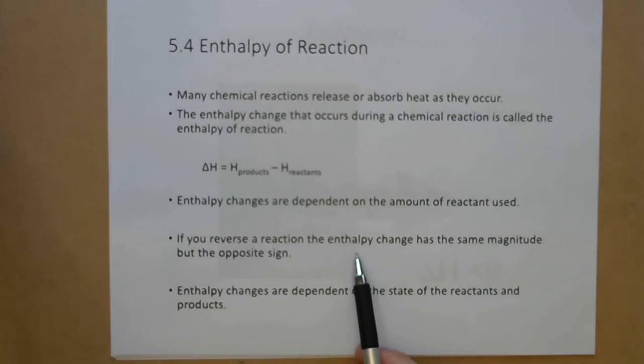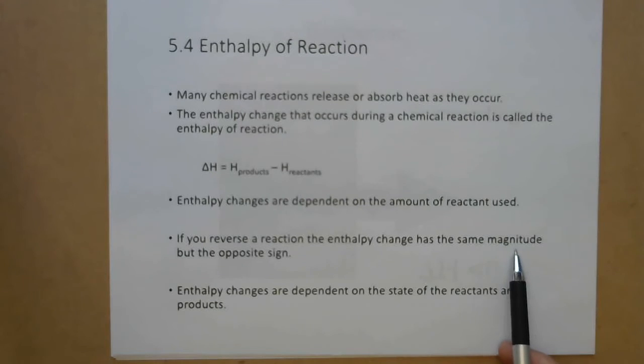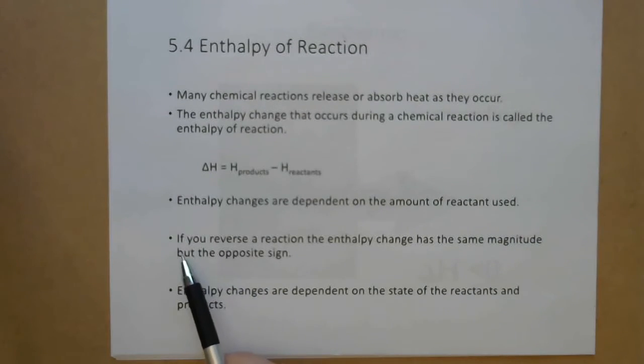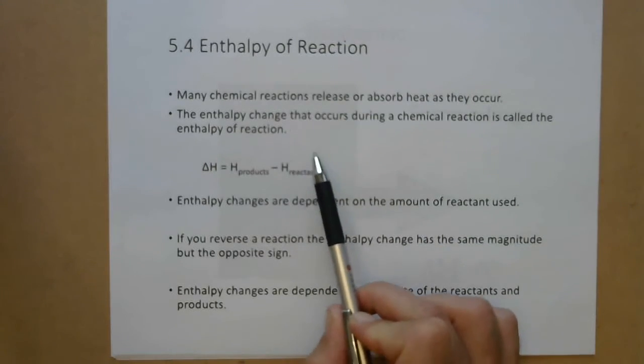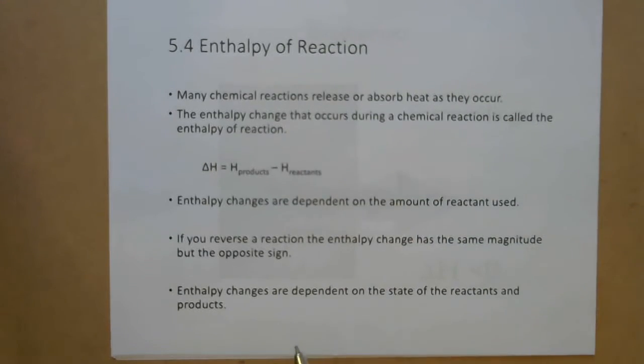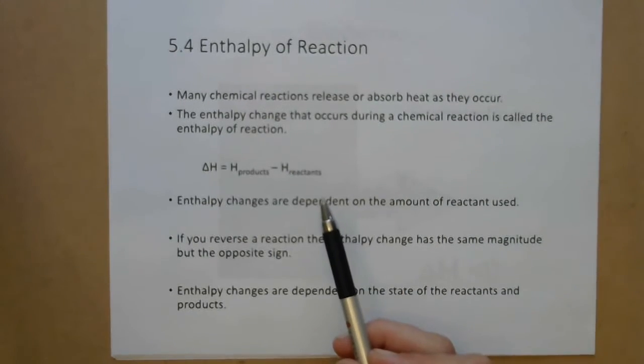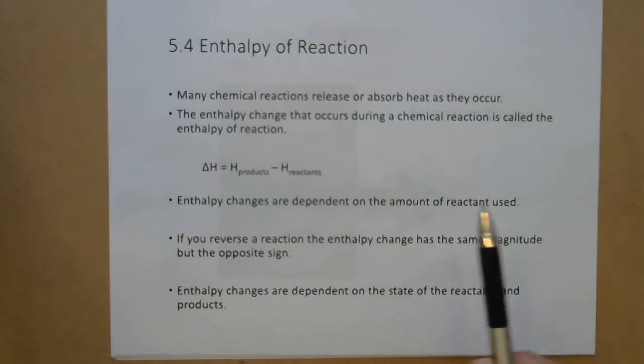If you reverse a reaction, the enthalpy change has the same magnitude, but the opposite sign. So what does that mean? If we have a chemical reaction that we know releases heat as you go from reactants to products, but then we reverse the reaction, what was the products are now going to become the reactants, and the reactants are going to become the products.